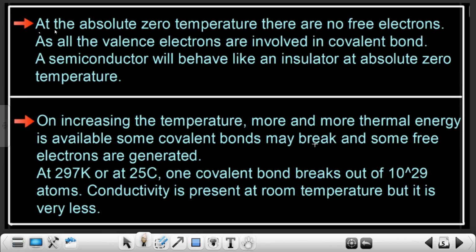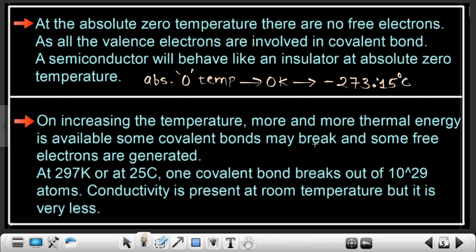Okay, so you just look over here at absolute zero temperature. Now what is absolute zero temperature? Let me just write over here. Absolute zero temperature. That means we are dealing with 0 kelvins, or 0 kelvins can also be written as minus 273.15 degrees Celsius. So basically we are dealing with minus 273.15 degrees Celsius. This is what it means in simple words.